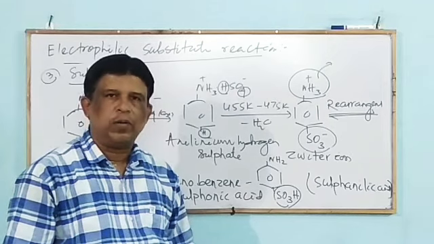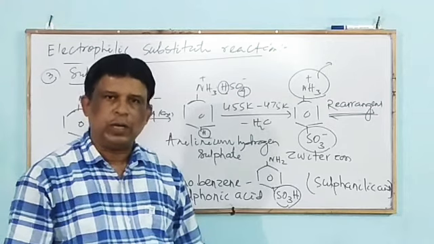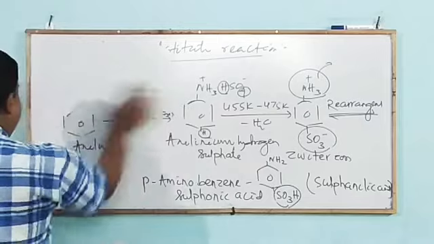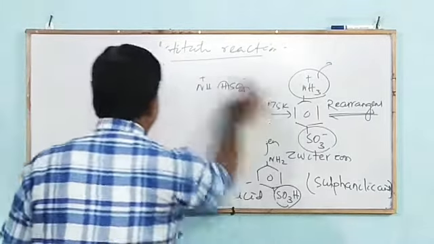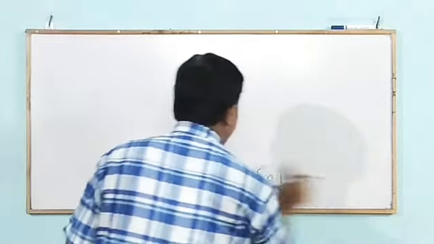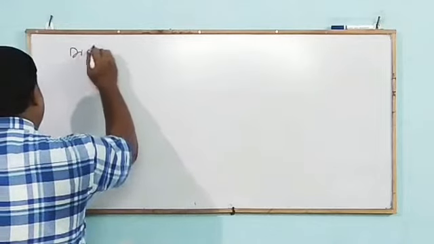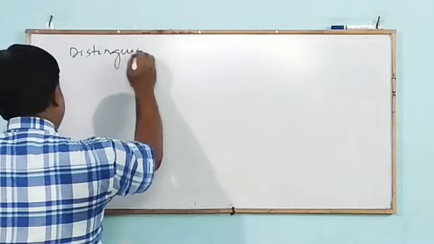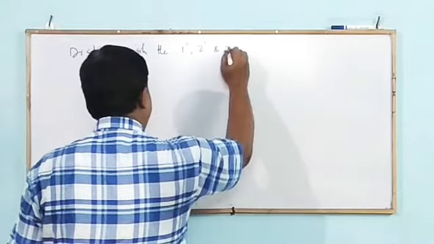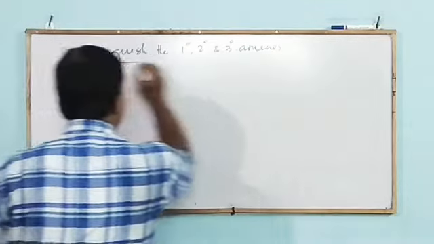Then we discuss how to distinguish the different types of amines. Two to three methods are there. Mark that. That one you already covered, I just recap this one. What are the different methods to distinguish the 1 degree, 2 degree and 3 degree amines? So many methods are there.